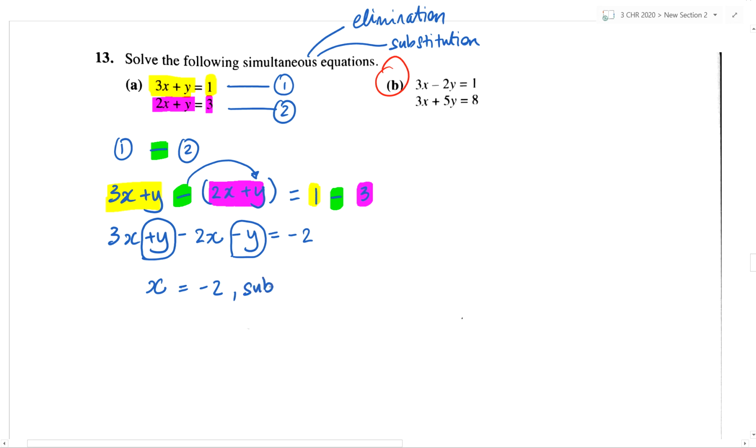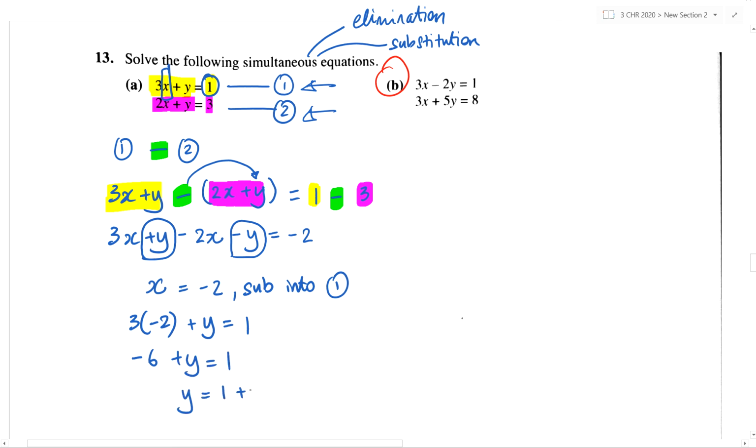So we sub. You can choose to sub into equation number 1 or 2. They will both give you the same answer. So I'll just sub it into 1. Meaning 3 times of x is negative 2. Okay, so I see the x over here. Plus y. I'm just copying it down. It is equal to 1. So negative 6 plus y is 1. Y must be 1 plus 6, which is 7. So here I have got my values of x and y.